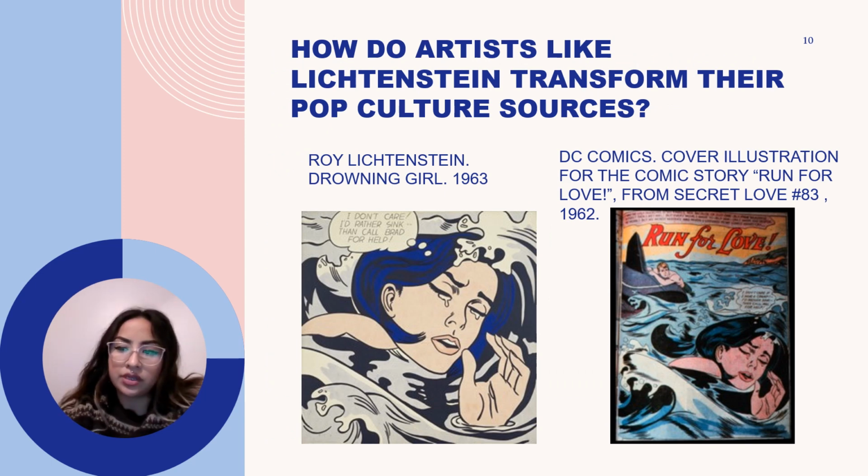Roy Lichtenstein was another pop artist who appropriated popular culture as a subject of his art. Comics were Lichtenstein's interest. Lichtenstein found sources for many of his early paintings in comic books. The source for this work is Run for Love, published by DC Comics in 1962.